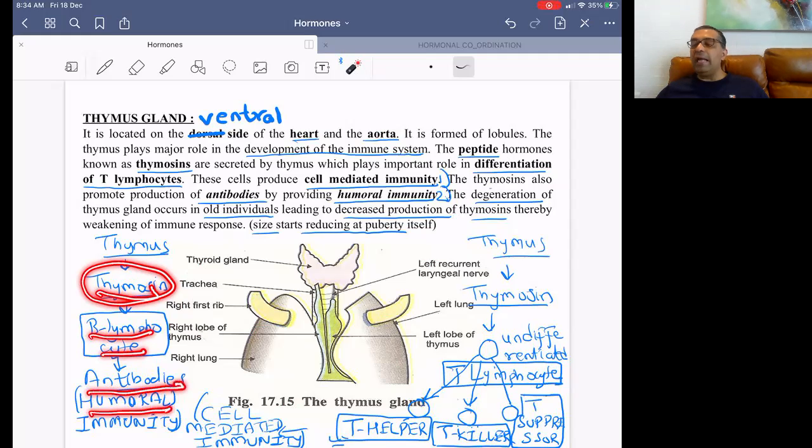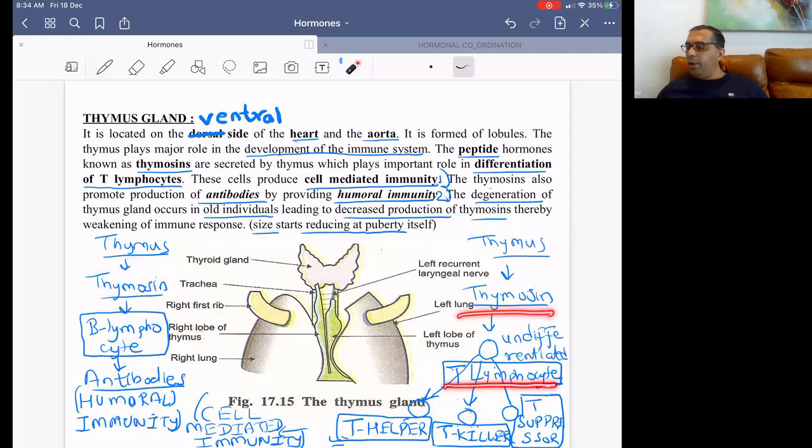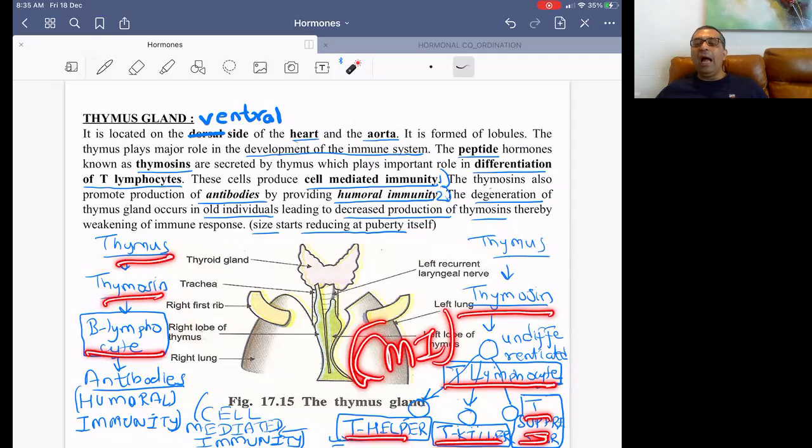Thymosin acts on B lymphocytes and helps in the formation of antibodies which attack antigen. This is called humoral immunity. Thymosin acting on T lymphocytes to produce T helper, T killer, T suppressor lymphocytes is called cell mediated immunity, and the thymus gland producing thymosin and B lymphocytes giving out antibodies is called humoral immunity.